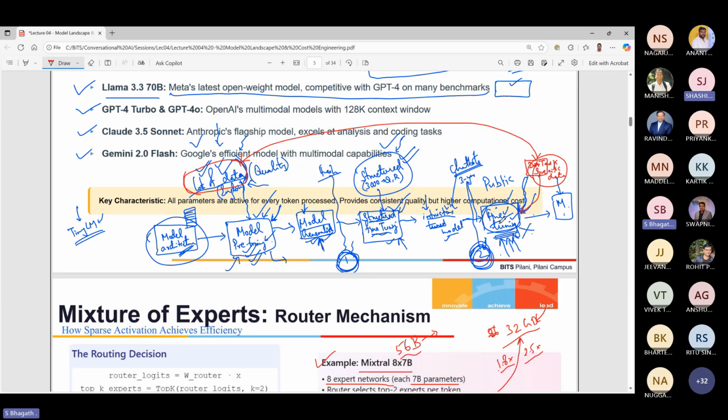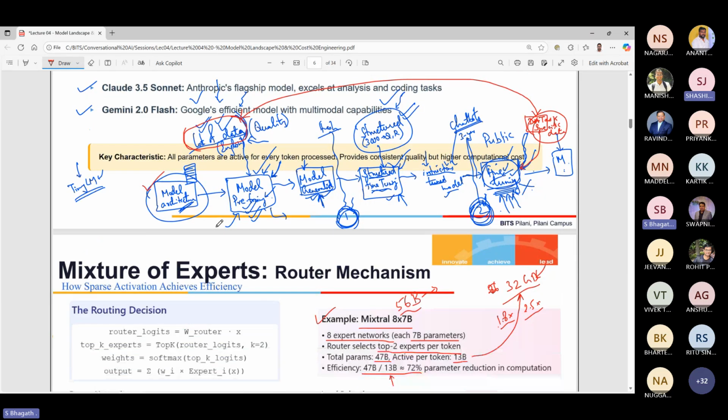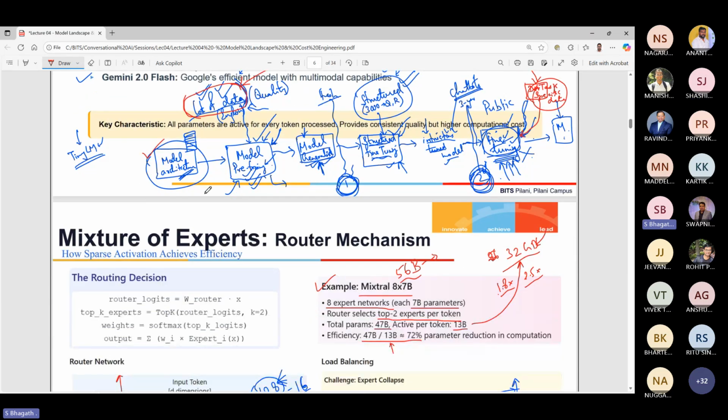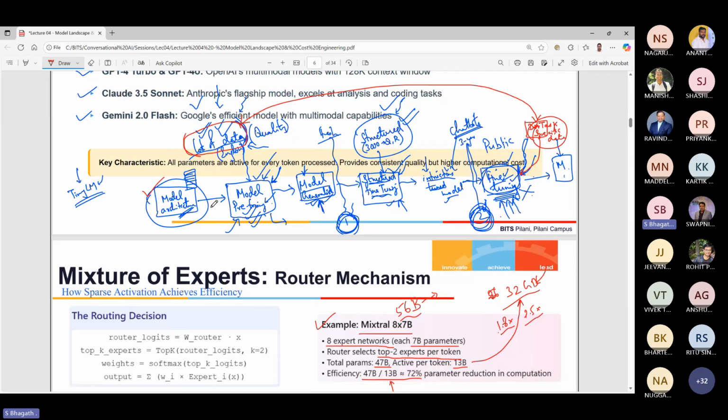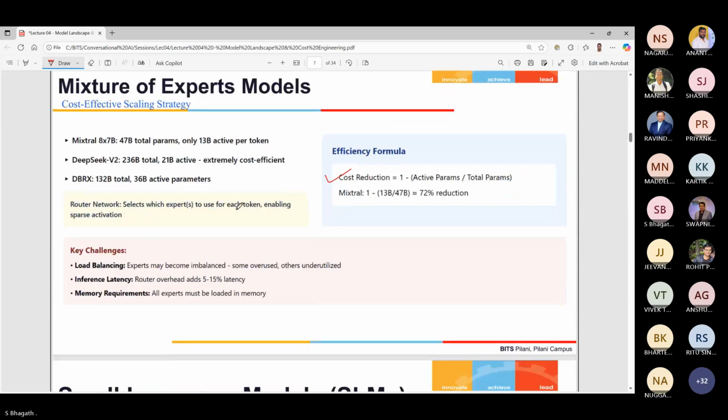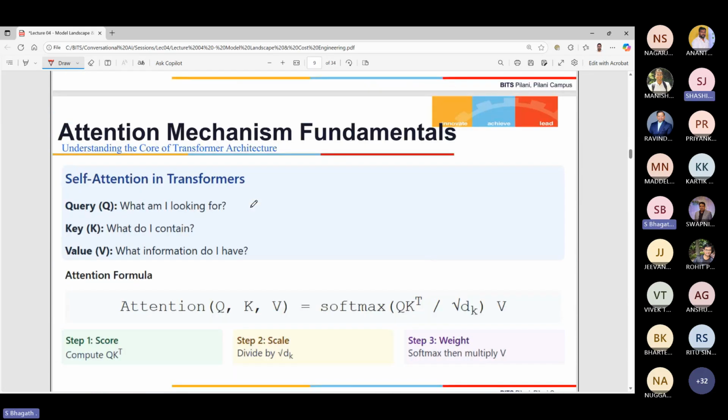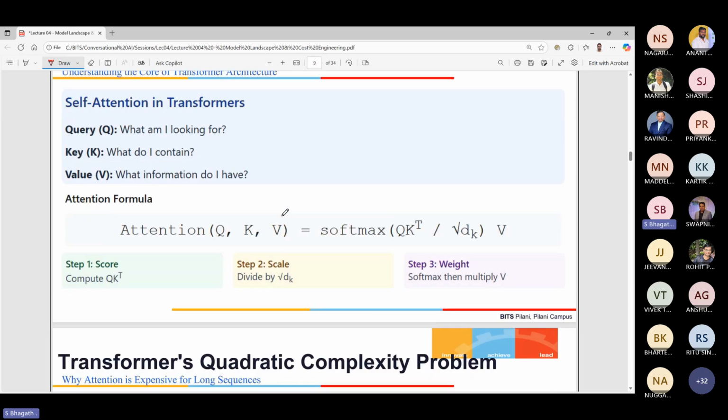Then you have to go for a bigger model architecture. If you want it to learn better, you have to go for a bigger model. You cannot trust a 1 billion or 1.5 billion model.